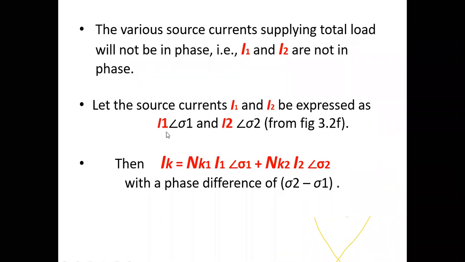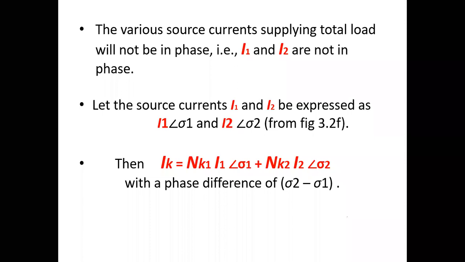Means how we can represent I1 and I2 is, I1 which is present at an angle of sigma 1. Similarly, I2 which is present at an angle of sigma 2. Try to substitute this I1 and I2 in total current. That is, IK equals NK1 into I1 at an angle of sigma 1 plus NK2 into I2 at an angle of sigma 2.